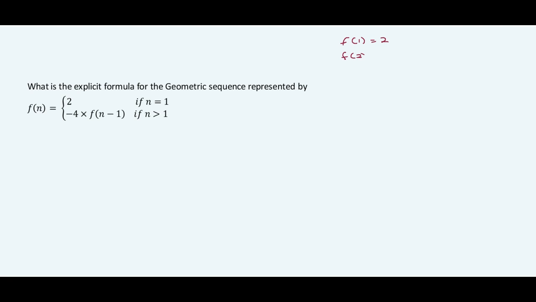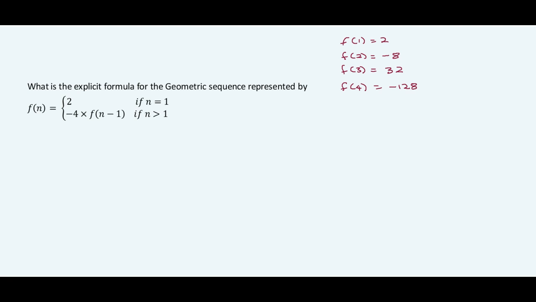F of 2 is going to be f of 1 multiplied by negative 4, which is negative 8. F of 3 is f of 2 multiplied by negative 4, which is 32. And then f of 4 is going to be f of 3 multiplied by negative 4, which is negative 128.